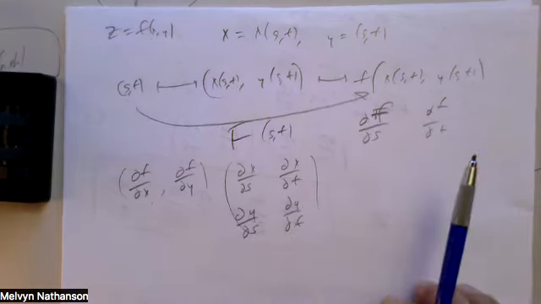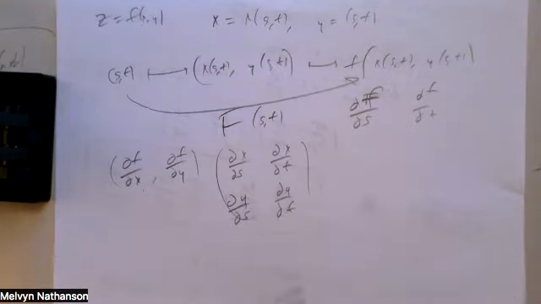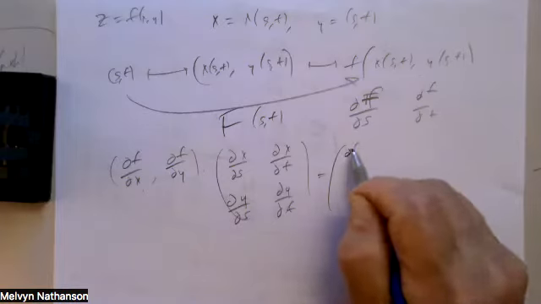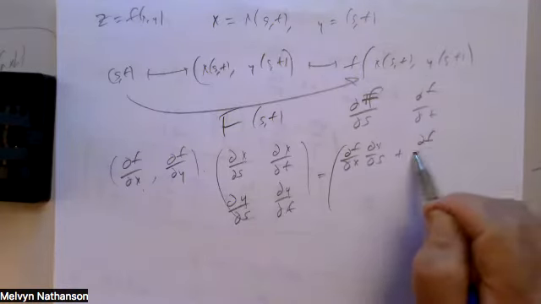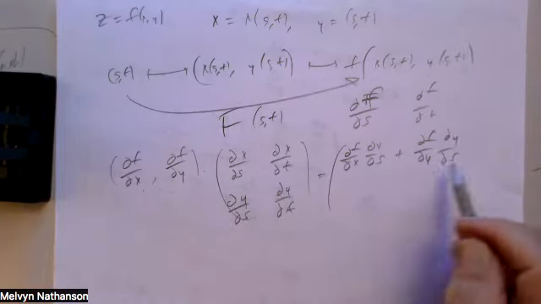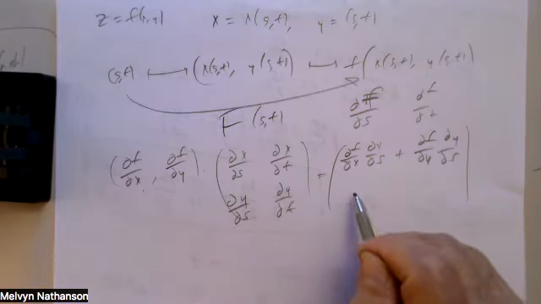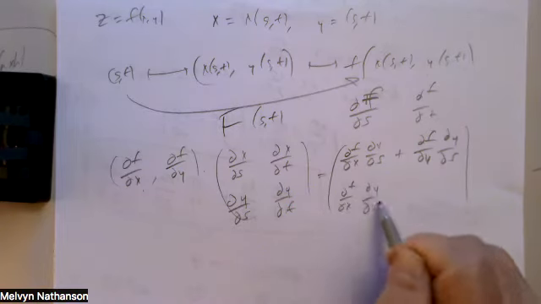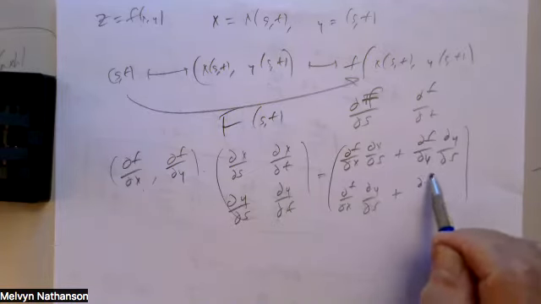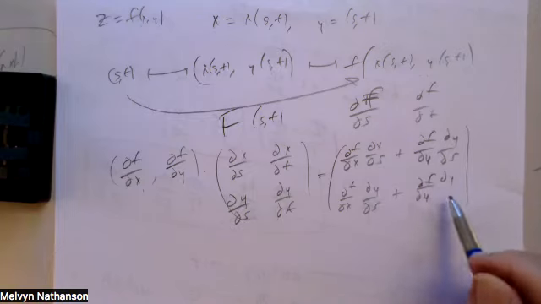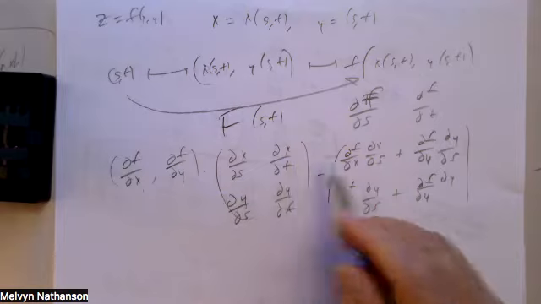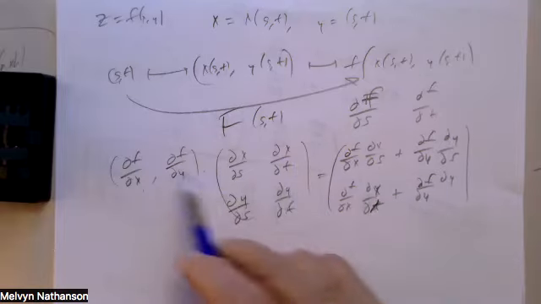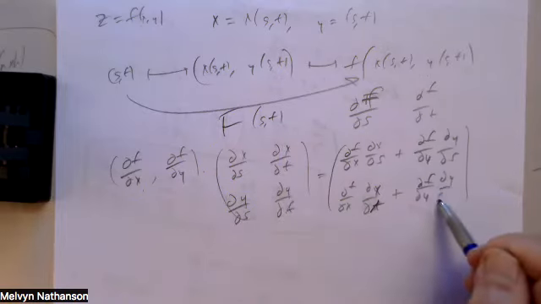Now, if you happen to know what a matrix is, and if you don't, it doesn't matter, but if you happen to know what a matrix is, if I just do matrix multiplication, what do I get? I get partial of F with respect to X, partial X with respect to S, plus partial F with respect to Y, partial Y with respect to S. And the second coordinate is partial F with respect to X, partial X with respect to T, plus partial of F with respect to Y, partial Y with respect to T.